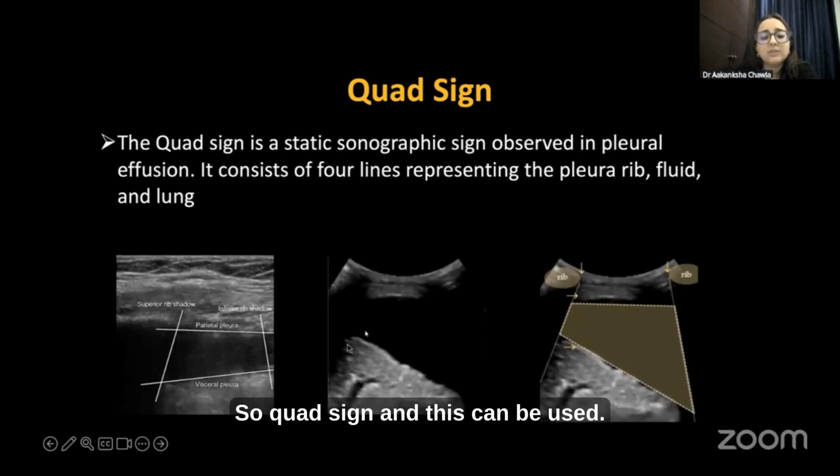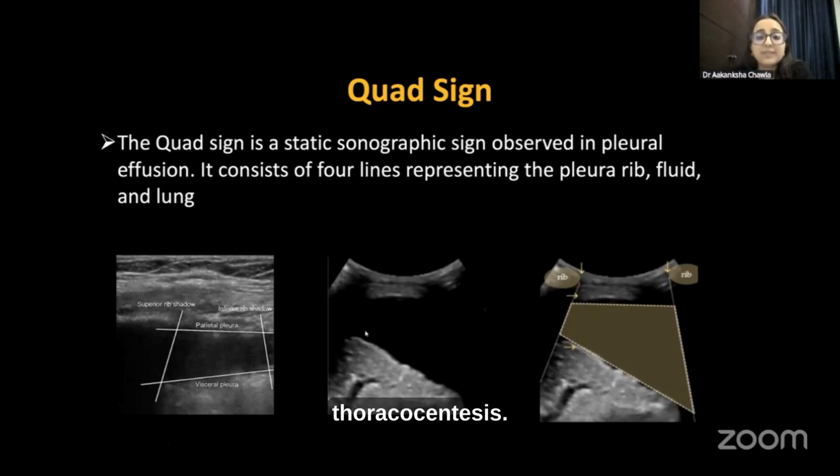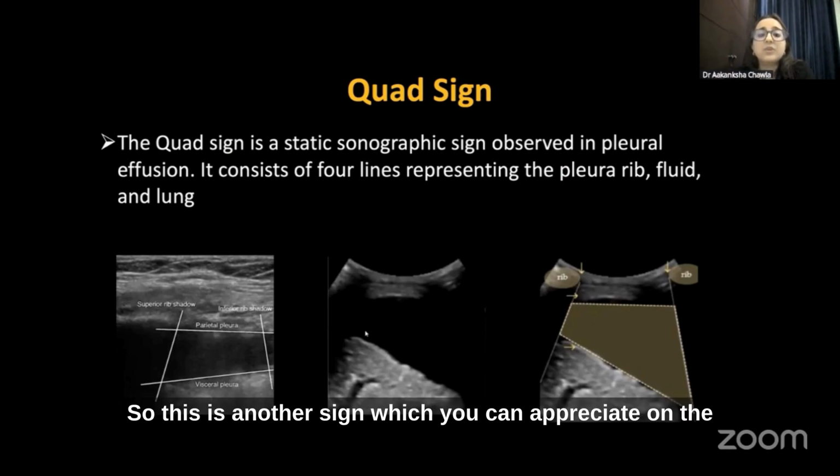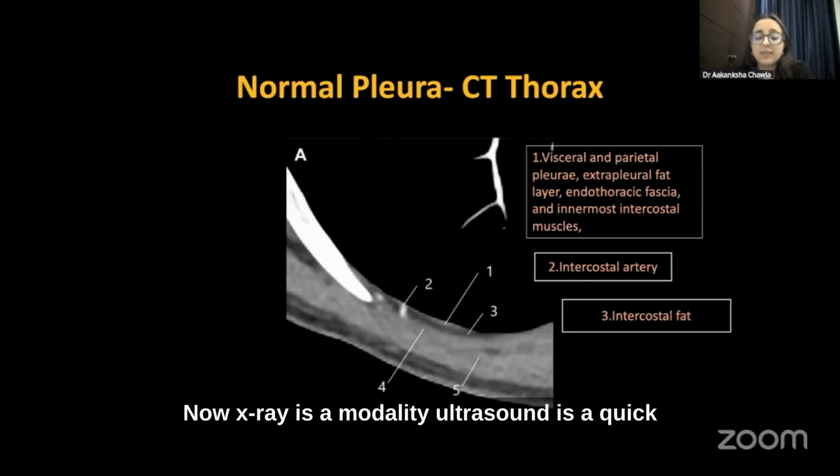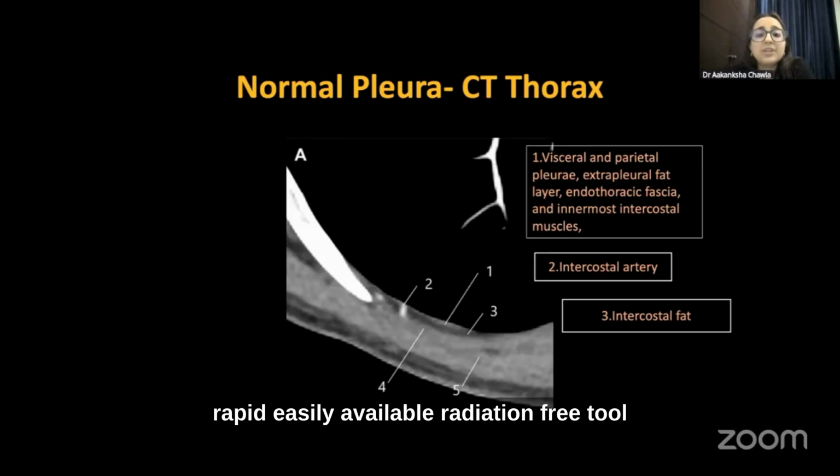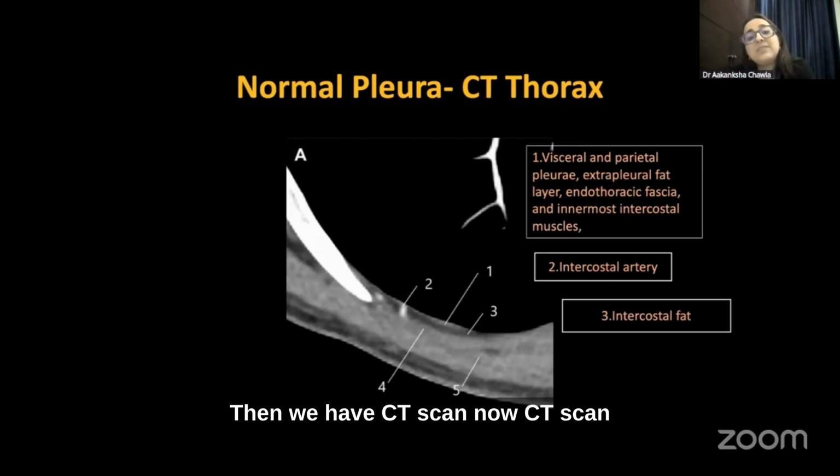So, quad sign. Now this space can also be used for thoracocentesis. So this is another sign which you can appreciate on the ultrasound. Now, X-ray is a modality. Ultrasound is a quick, rapid, easily available, radiation-free tool at the bedside. Then we have CT scan.